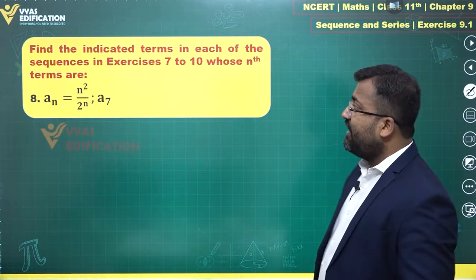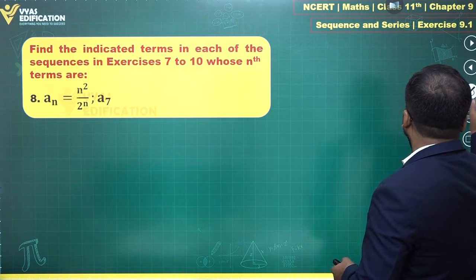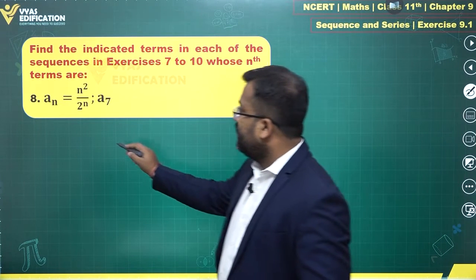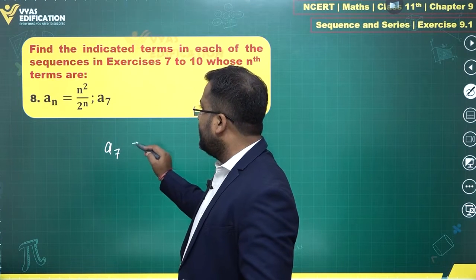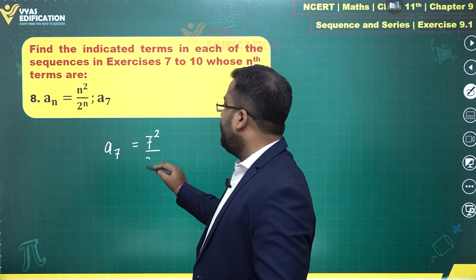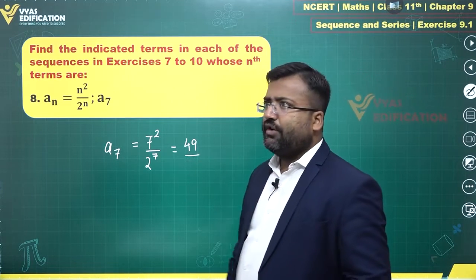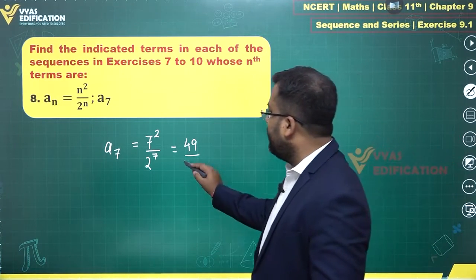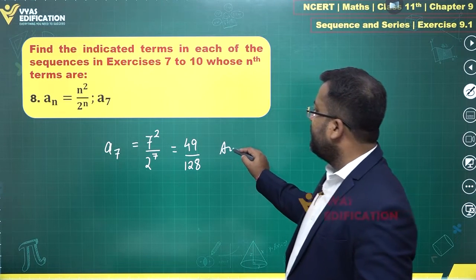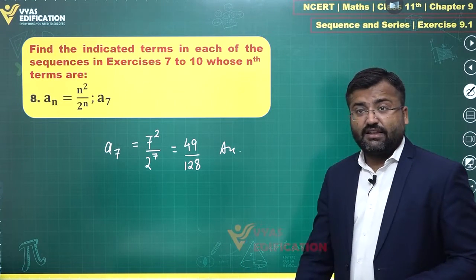In the 8th question, we have an equals n square upon 2 power n. Okay, and we need A7. So A7 will be 7 square upon 2 power 7. What is that? 49 upon 2 power 5 is 32, 64 and 128 is what I will get. That's my required answer for this question, 8th.